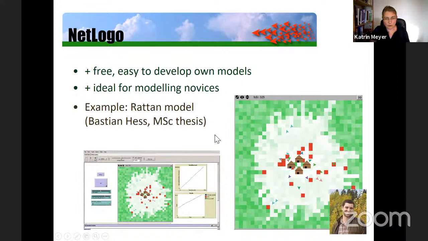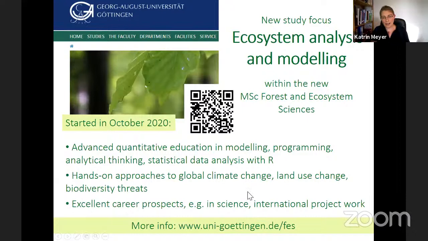My second recommendation is, if you want to go even deeper and go for master studies, I want to do some PR for our new master Forest and Ecosystem Science, where Johanna and Simona are also part of. We have 3 study foci there, and one is ecosystem analysis and modeling, where I'm the coordinator, and you can ask me anything about it if you're interested.